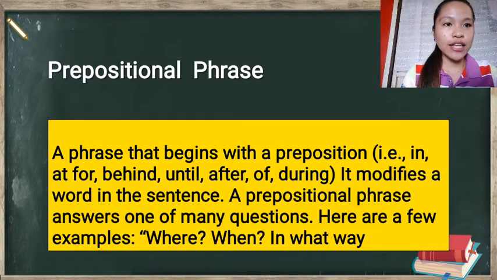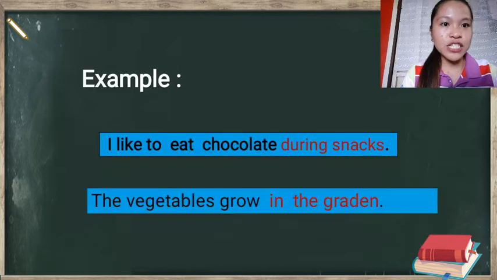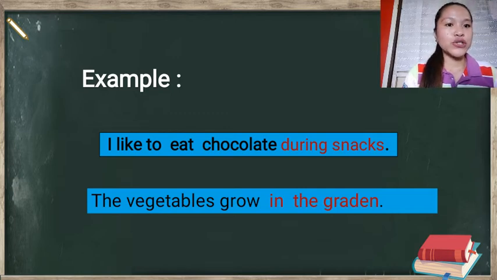So, let's try to look for the prepositional phrase in these given examples. I like to eat chocolate during snacks. The prepositional phrase in this sentence is during snacks, and it answers the question when. The other example is the vegetables grow in the garden. The prepositional phrase in this sentence is in the garden, and it answers the question where.